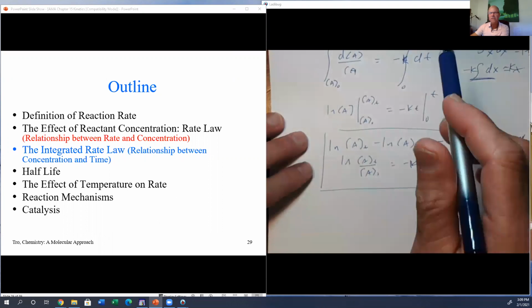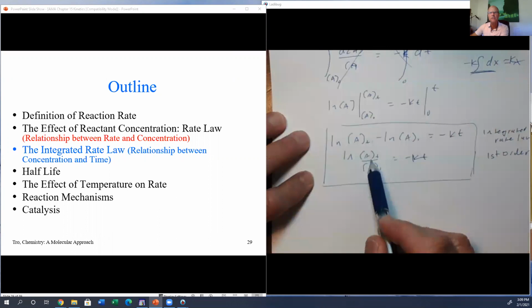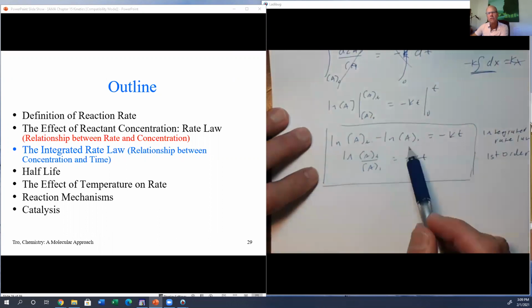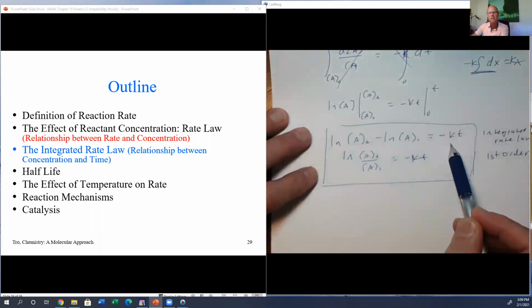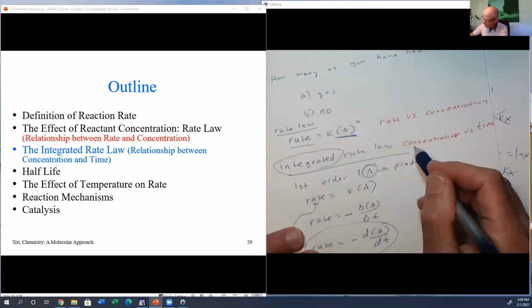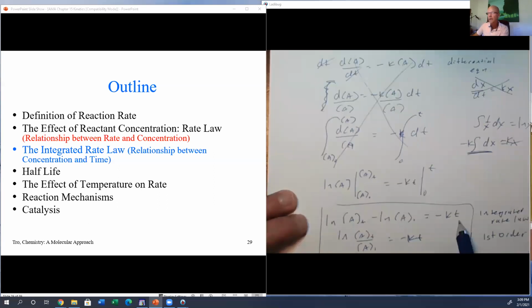So again, if you haven't had calculus, you don't have to worry about any of this, but this you have to worry about. These are the equations that I wanted to show you and the equations that we're going to be using. This tells us how, if we know an initial concentration of a reactant and we know the rate constant, then we can find the concentration at any time later, right? That's what these give us. Remember, they're giving us concentration versus time. Concentration versus time. Are you with me?